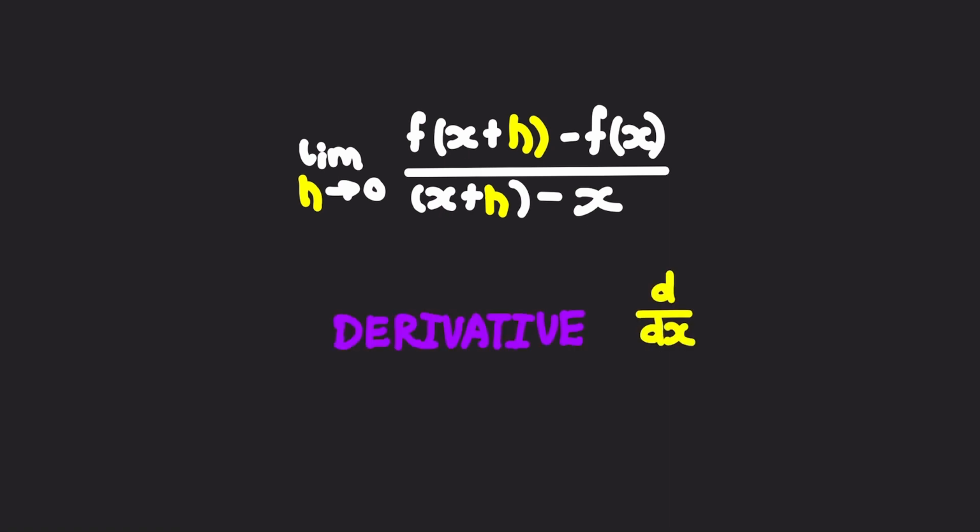It is finding the rate of change at a specific point because h tends to 0. The difference between 2 points is now very small, so we're technically just finding the rate of change at 1 point x, or f of x plus h, since h is so small.